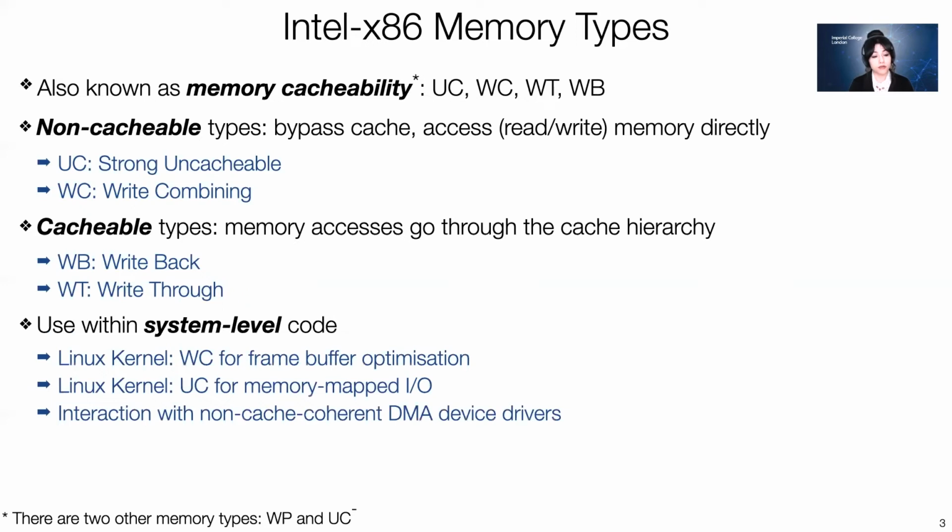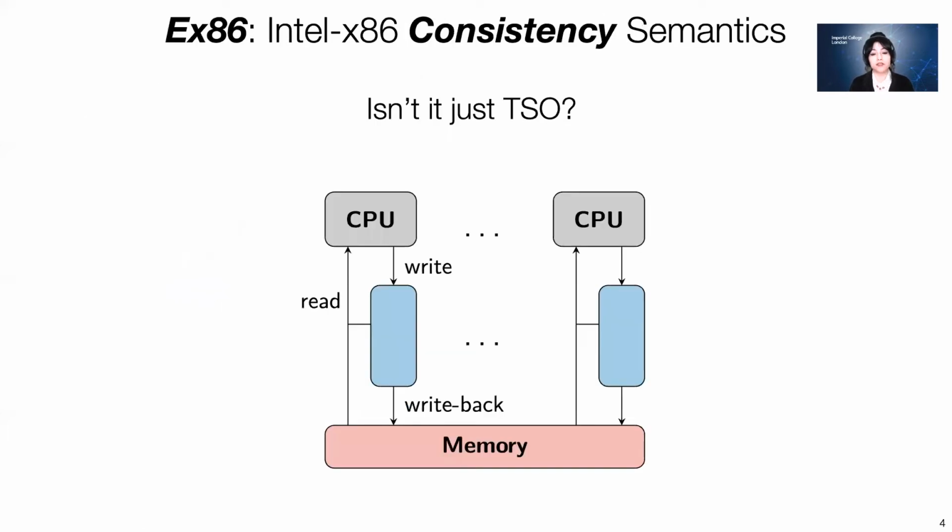Once again, these are very useful, and they're used all over the place within system level code, including the Linux kernel. Now, as semanticists, we are interested in understanding the semantics and behaviors of these additional features, namely the different memory types and non-temporal stores. In particular, established literature tells us that the Intel-x86 architecture follows the TSO, or total store ordering model. And we wanted to see if this is indeed the case for these additional features as well.